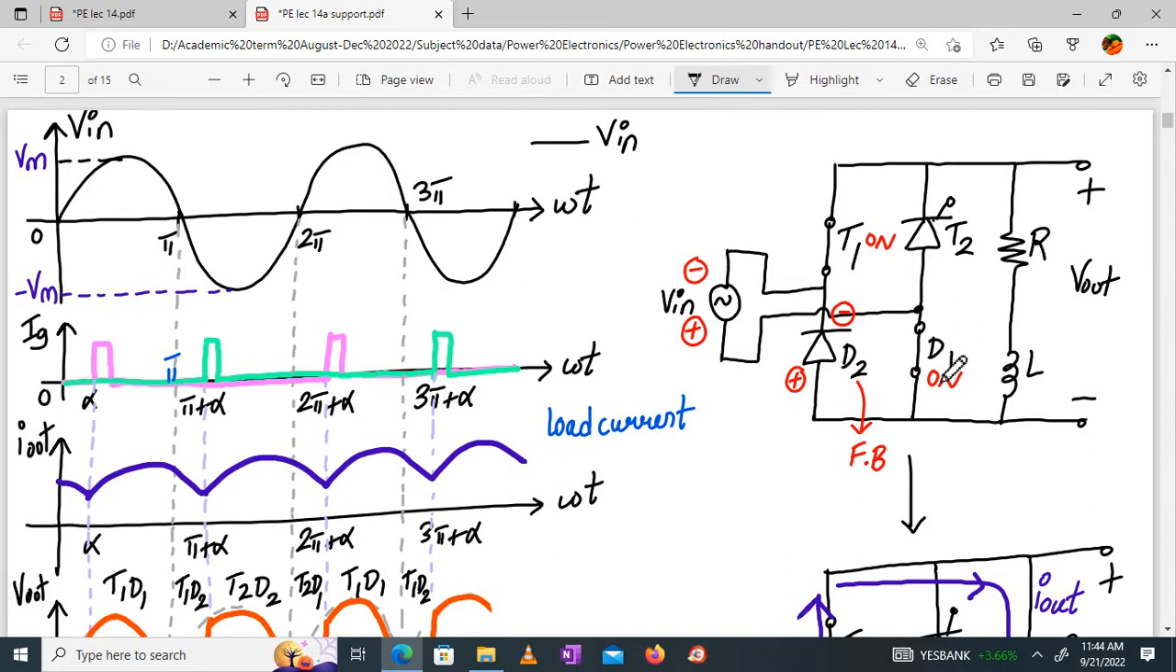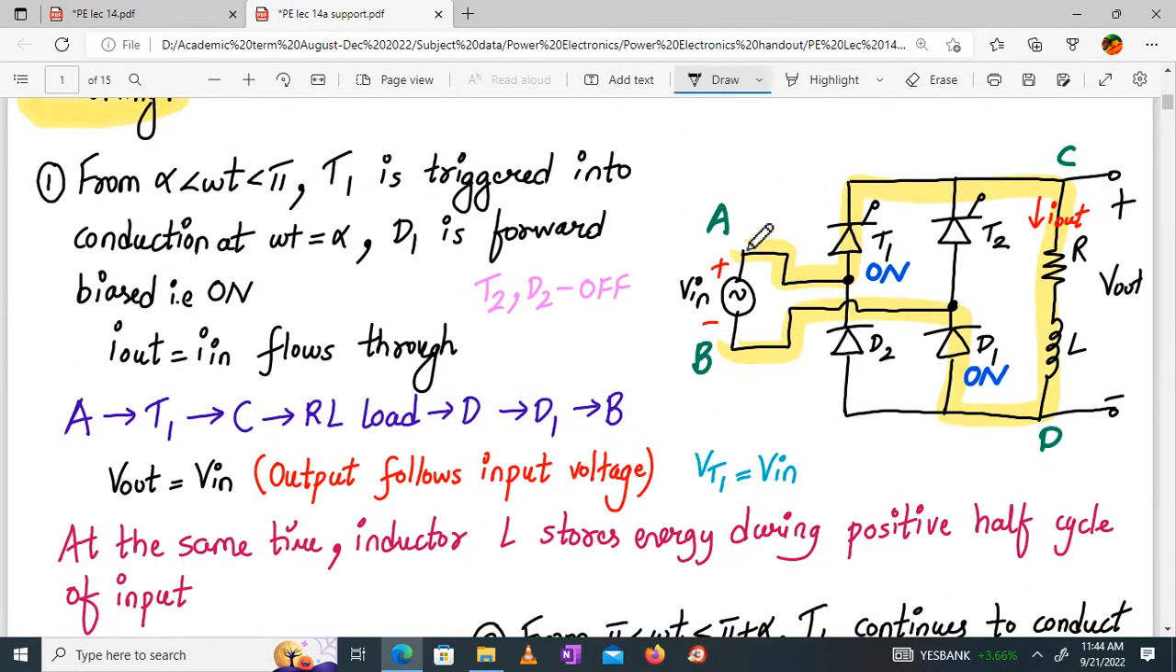What will happen now? From alpha to pi, the current will start to flow. Let's call this A and B, C and D. The current will start flowing from over here. Let me call this I, the source current. And the conduction will be A, T1, C, RL load, D, D1 and B. So the input source current is equal to the output current, right? What about the output voltage? The input source voltage is transferred to the output via T1 and D1, so V out and V in will be the same. That means the output will follow the input voltage.